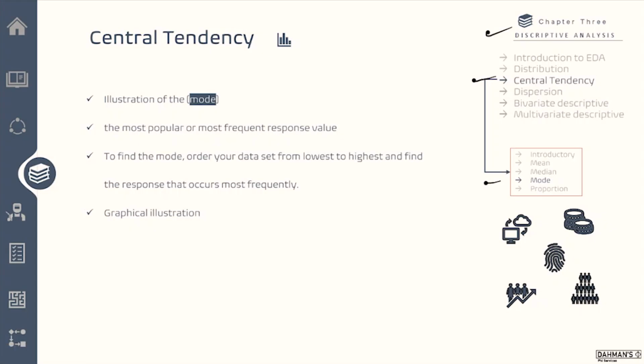Last but not least, we will be looking at another thing to study once we are looking at central tendency, and that is the proportion. I will see you then.